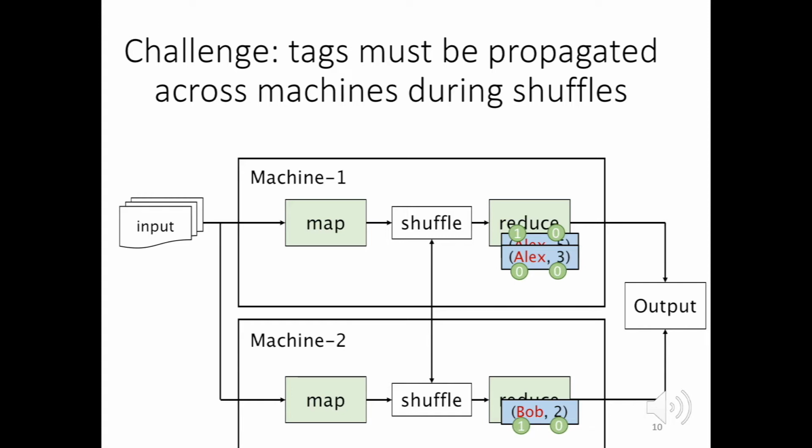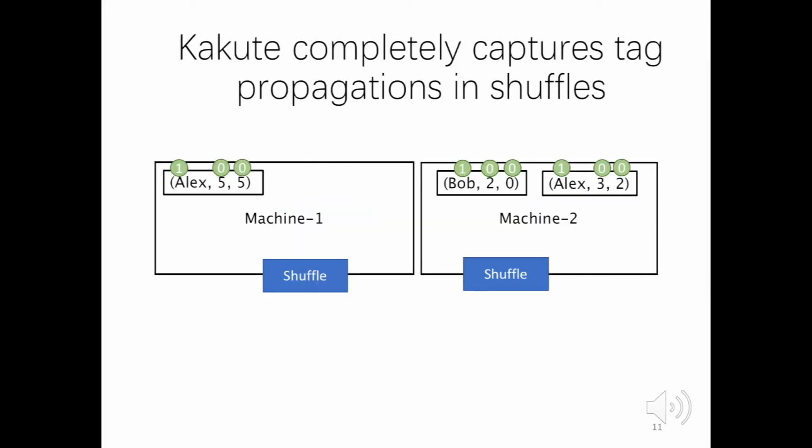So how can we propagate tags across machines? To completely capture the tags across machines, we intercept the shuffle process of Spark for cross-machine propagation. Here, we need to transfer the Alex3 record from machine 2 to machine 1. When the record goes through the shuffle module, Kakute automatically expands it with its tag as a new tuple. Here, 100 is the tag for Alex3. Then this record will be transferred from machine 2 to machine 1.